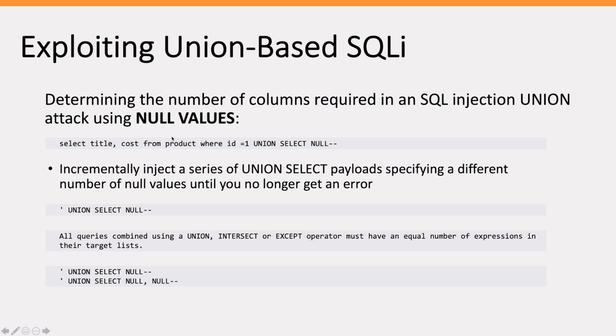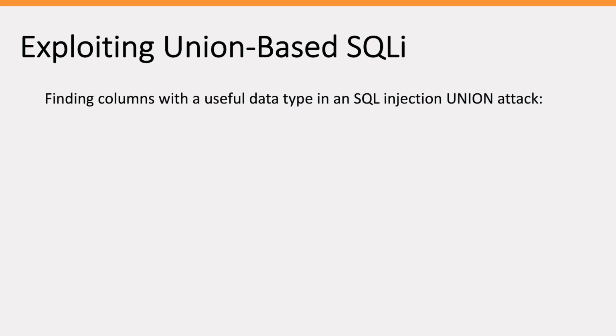Now, in this case, we only have 2 columns, and so this will output the results of this query over here and then the null values over here. So this won't give me an error, and that means that the number of columns that I have is equal to the number of null values that I entered, which is 2. So you could either do it by the order by clause or by adding union select payloads specifying different numbers of null values. Okay, so that's how to find out the number of columns that the query is using.